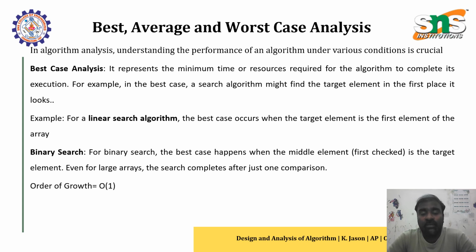For example, in the best case, a searching algorithm might find the target element in the first place. That means it is called the best case. In a linear search algorithm, the best case occurs when the target element is the first element of the array. Suppose you are searching for an element. If the element is found in the first position, it is called the best case. If it is found in the second, it is not the best case. If it is found in the first position, it is called the best case.